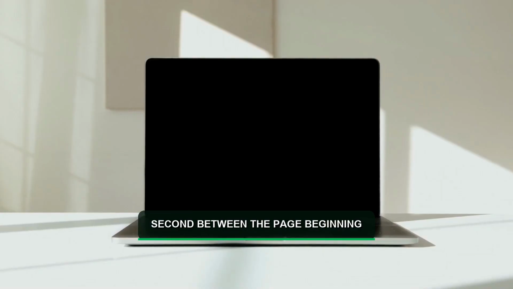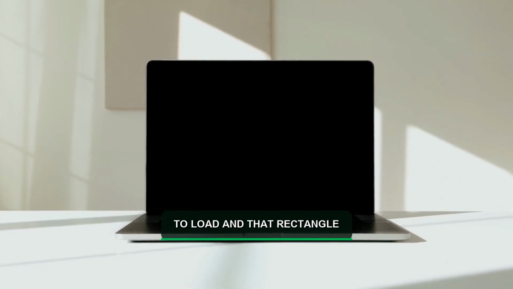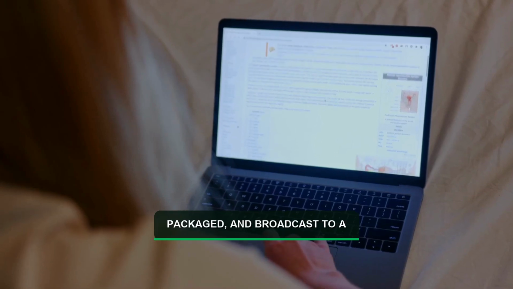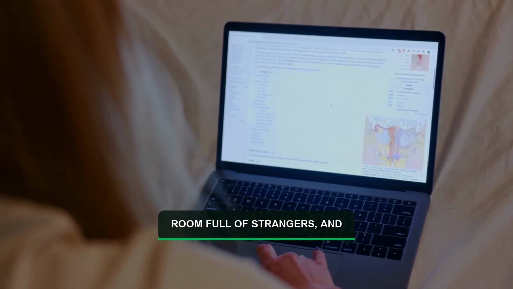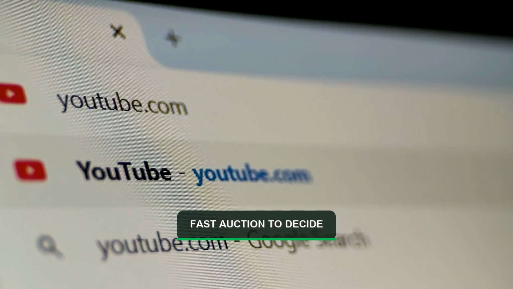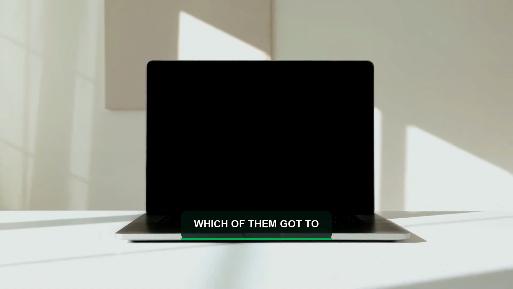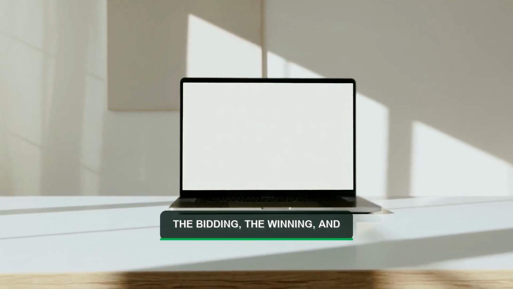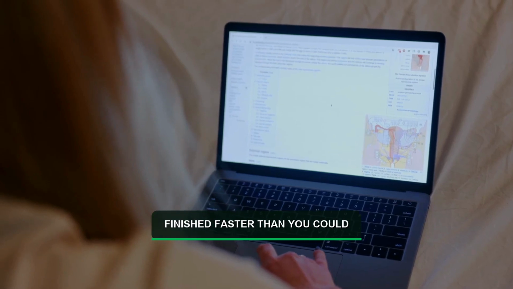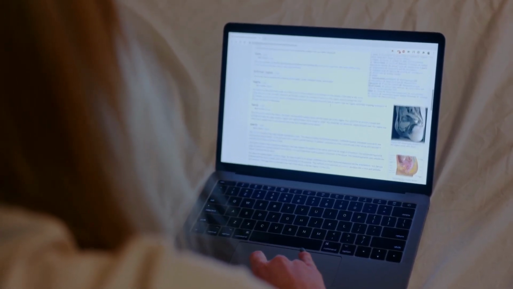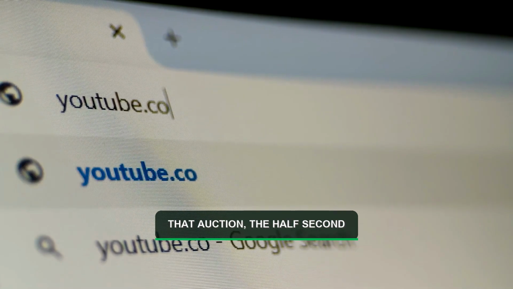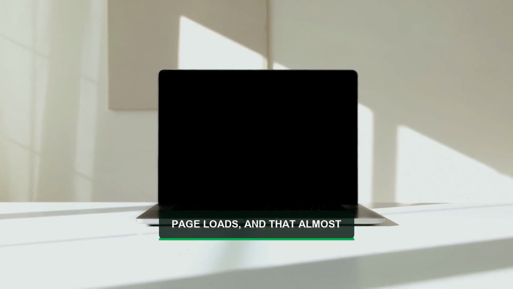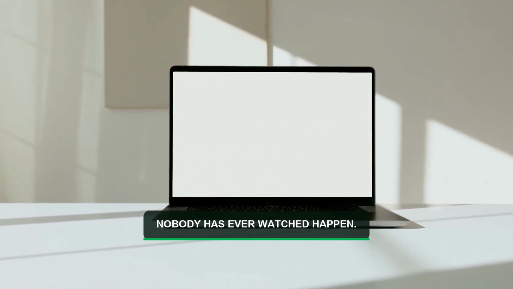In the fraction of a second between the page beginning to load and that rectangle filling in, a small description of you was written, packaged, and broadcast to a room full of strangers, and those strangers held a lightning-fast auction to decide which of them got to speak to you. The whole thing, the writing, the broadcasting, the bidding, the winning, and the delivery of the ad, finished faster than you could blink. This is the story of that auction, the half-second marketplace for your attention that runs every time a page loads, and that almost nobody has ever watched happen.